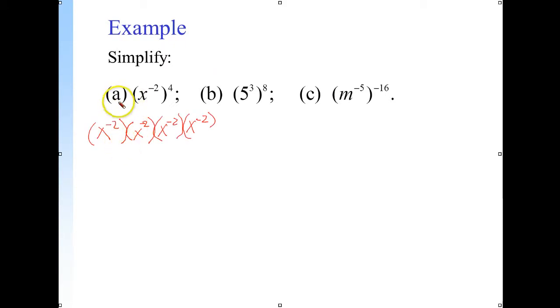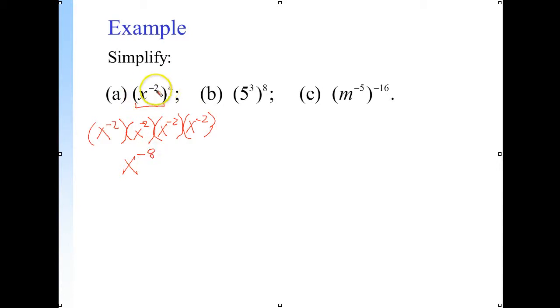Now to show you how letter A works, this is our base, and we're going to use that base 4 times. So this is the shorthand way of showing what I have written here. But now as you do this, this is going to be 8, and we add our exponents to the negative 8.